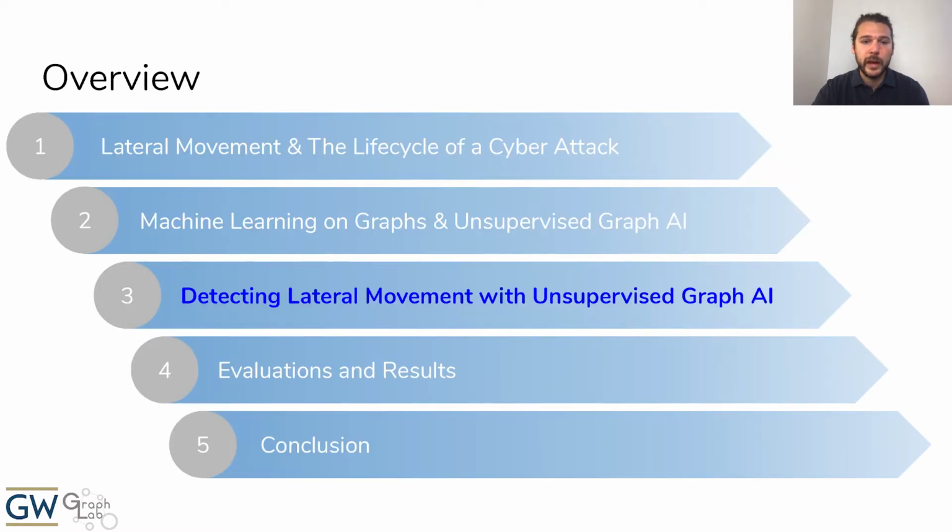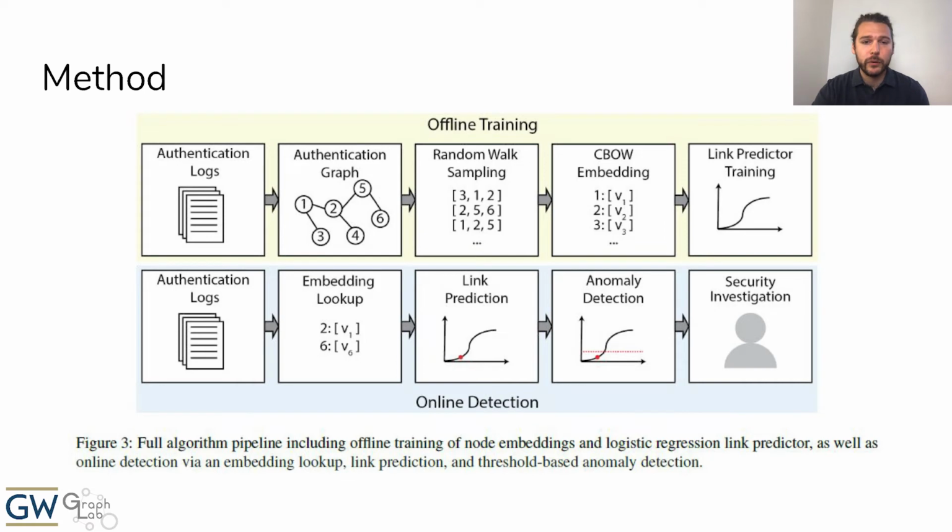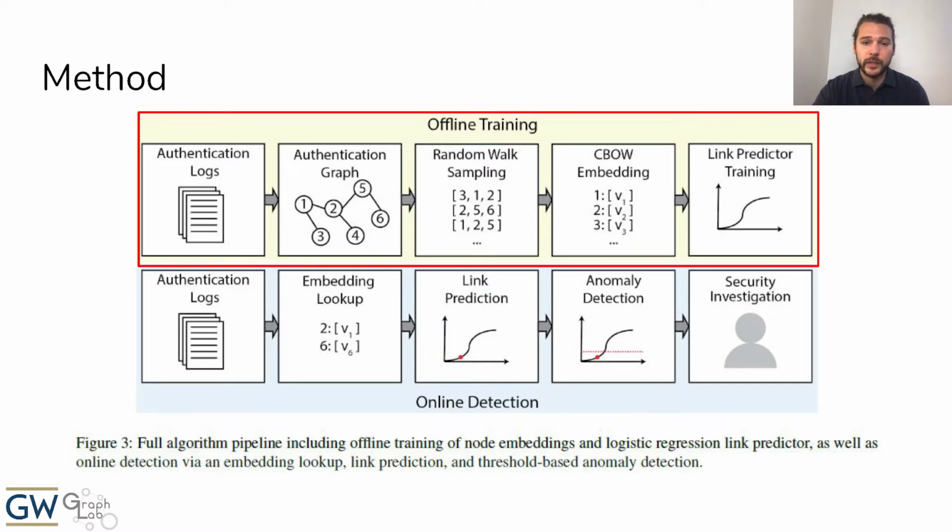Now we will explain how we apply this technology to detecting lateral movement in enterprise computer networks. This diagram shows the full algorithm pipeline consisting of two distinct stages, the offline training stage and the online detection stage. During the offline training stage, we parse authentication log data, build an authentication graph, perform unsupervised graph learning, and train a link predictor based on the node embeddings and the observed authentication events.